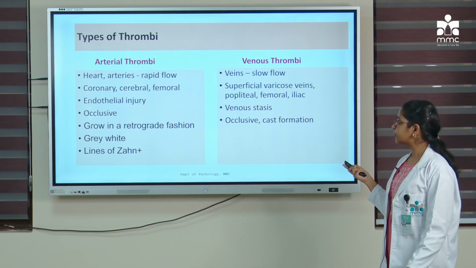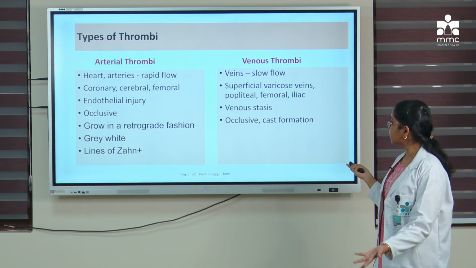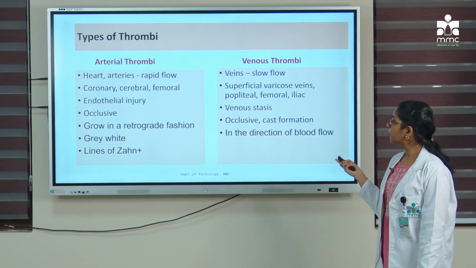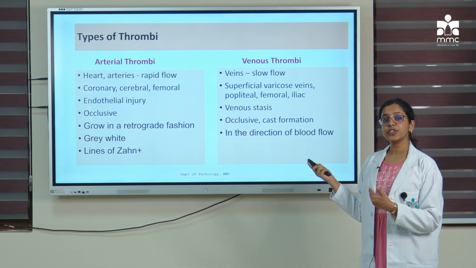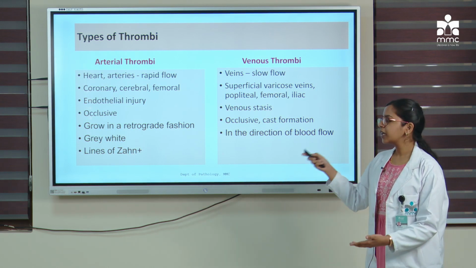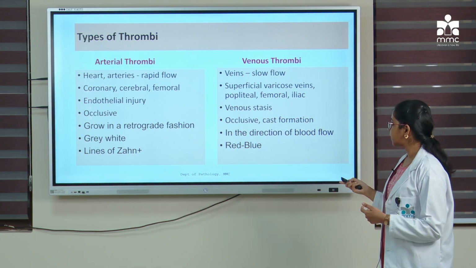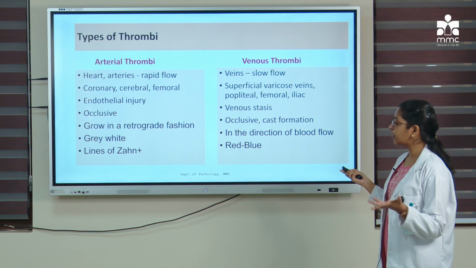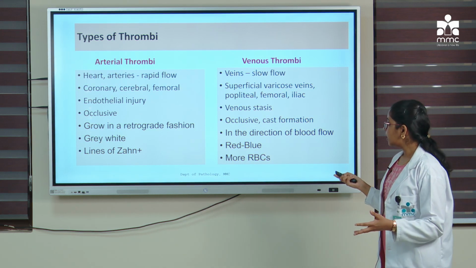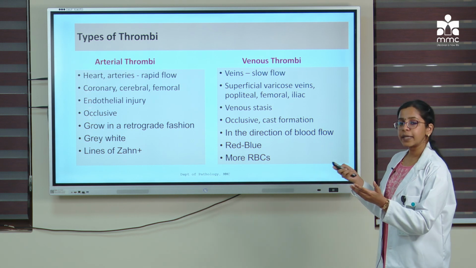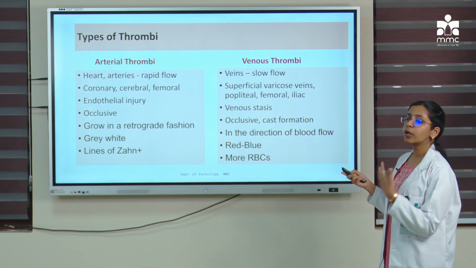And venous thrombi can be occlusive in nature or form a cast, and here you are going to have the venous thrombi developing in the direction of the blood flow, whereas arterial thrombi grow in a retrograde fashion. Grossly, the appearance can be red-blue in color, and instead of lines of sand with pale and red areas, here you are going to find more and more RBCs.